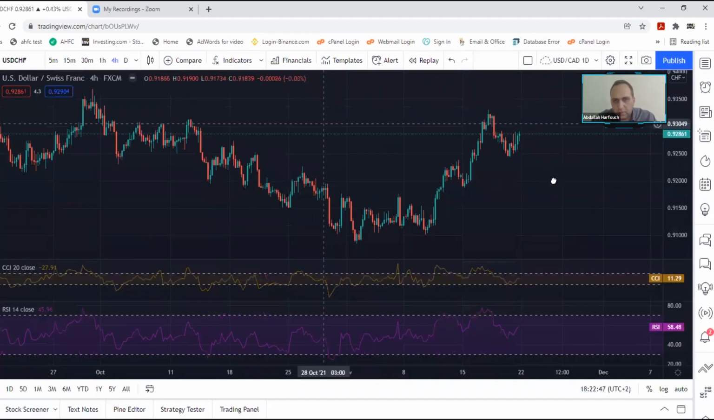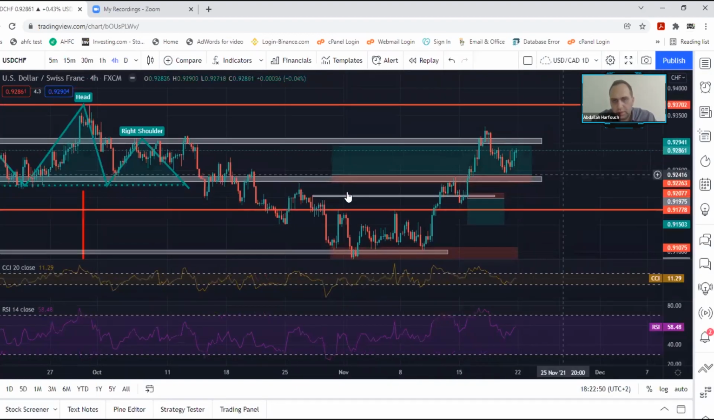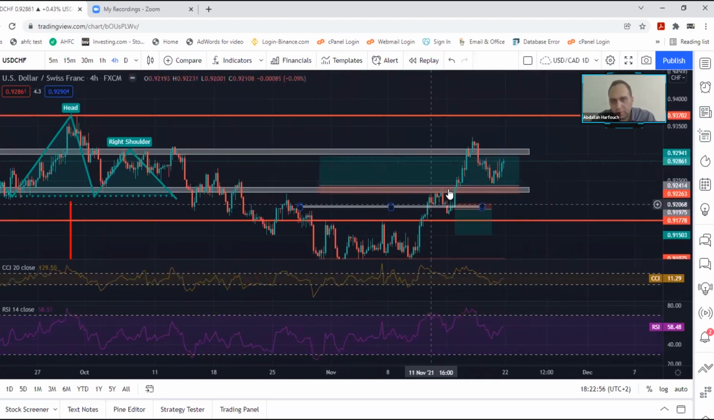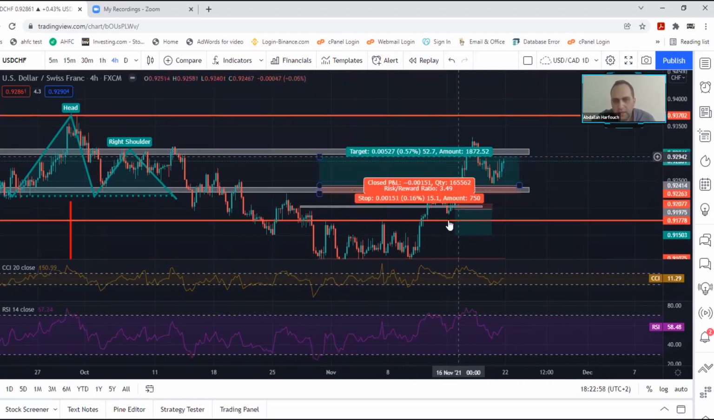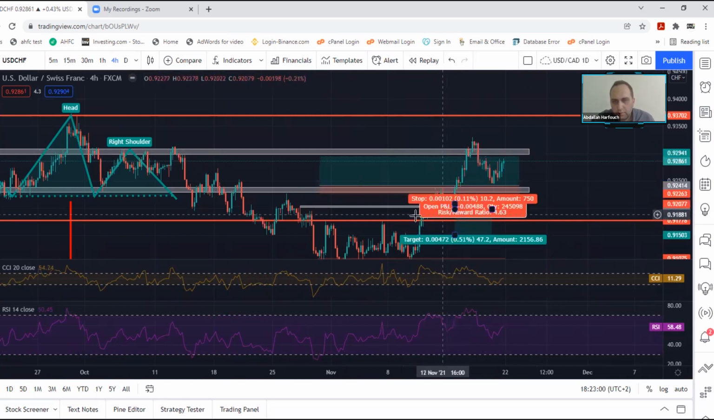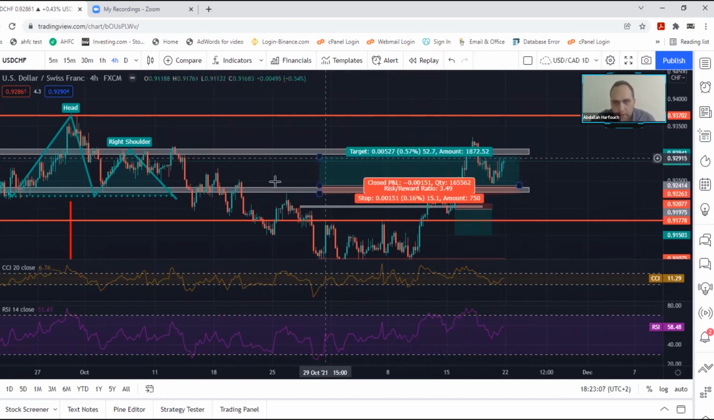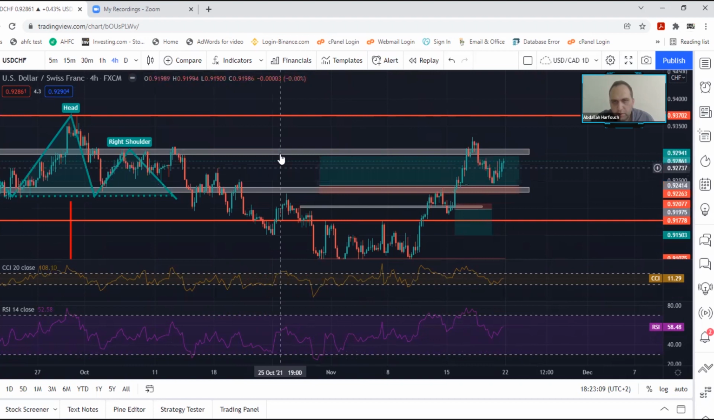USD CHF. We had our TP3 with the move up. Look, it was super amazing. First time we had a stop loss, very small, and then look how we made it up again. I don't know if it's stop loss or TP1, I don't know. But mainly the buy was super amazing. We had the full target and then it's retracing again. Now again, we have this level.